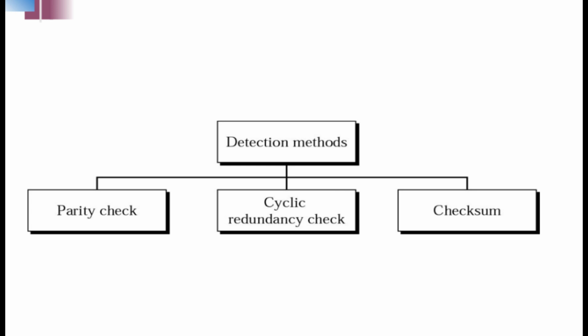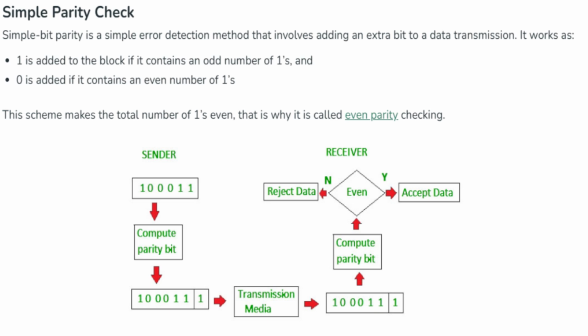Simple parity check. Simple parity bit is a simple error detection method that involves adding an extra bit to the data transmission. It works as follows: 1 is added to the block if it contains an odd number of ones, and 0 is added if it contains an even number of ones. This scheme makes the total number of ones even. That's why it is called even parity checking.